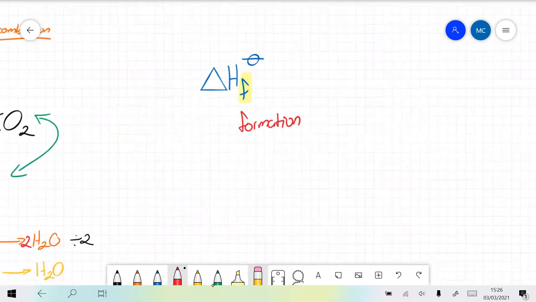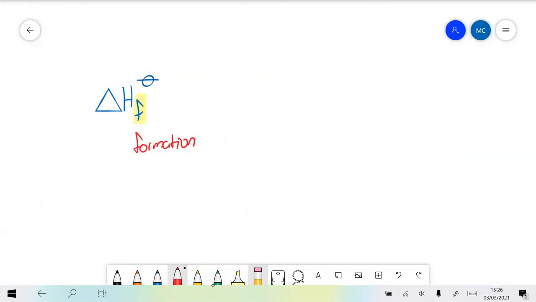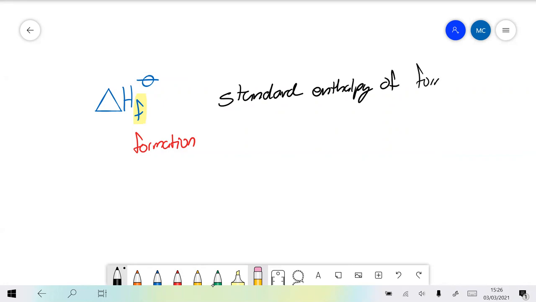So what about the enthalpy of formation? We write it like this. Everything is the same apart from the letter F, and F stands for formation. So this is the standard enthalpy of formation, written in shorthand.